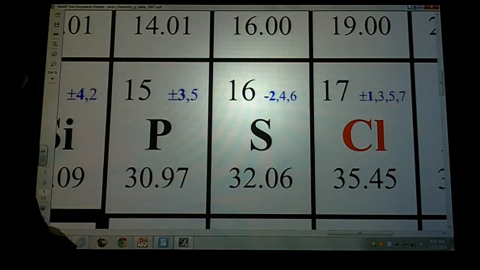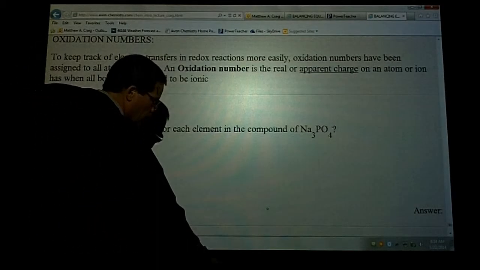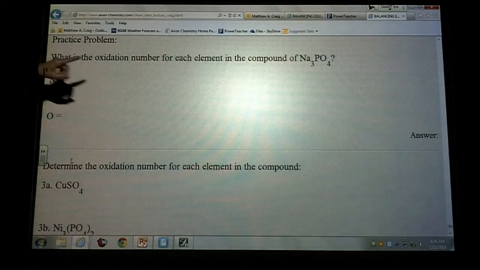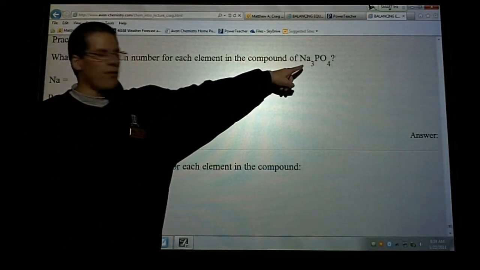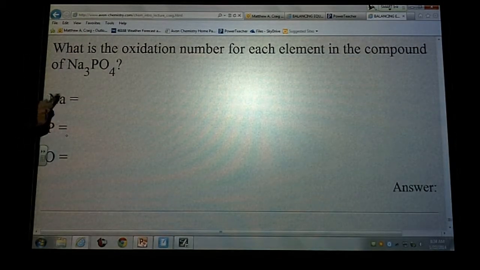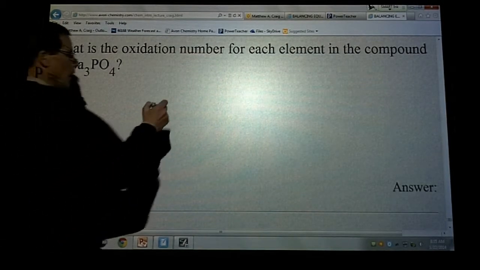So here's a neat way to determine the oxidation numbers. Here I have a compound of sodium phosphate. Let me blow it up. See, it's sodium phosphate. And I want to know, what is the oxidation number for the sodium, what is the oxidation number for the phosphorus, and the oxidation number for the oxygen. Here's how you do it.